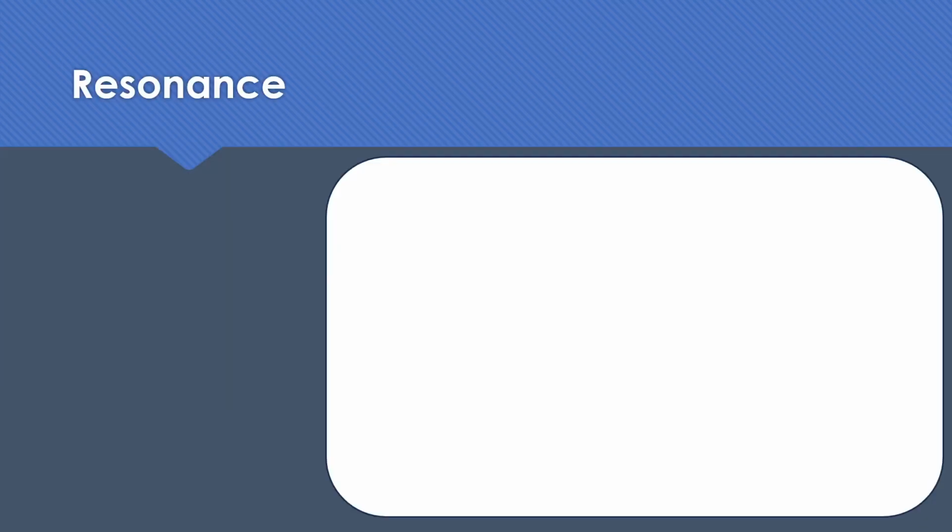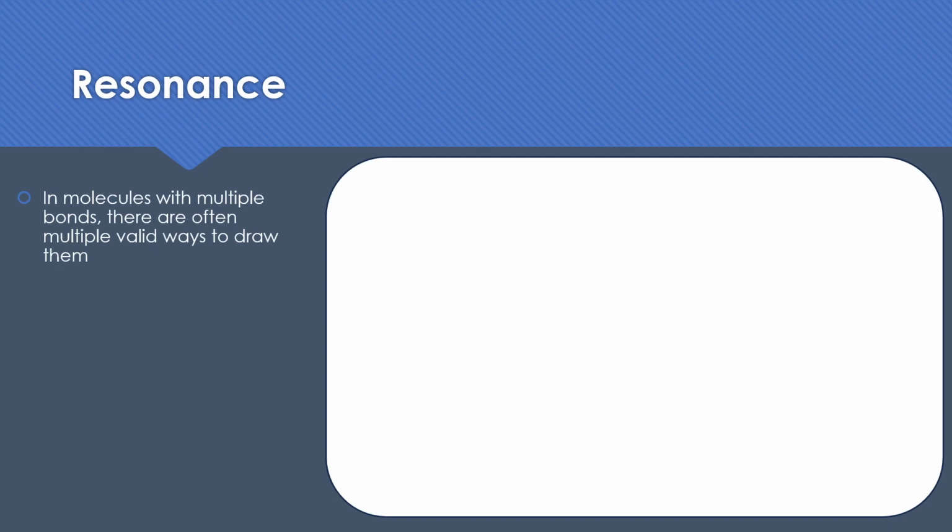All right, let's talk about resonance. Resonance is the idea that in molecules with multiple bonds, there are often multiple valid ways to draw them. So we looked at the SCN, sulfur, carbon, nitrogen molecule, and there were 3 different ways to draw that where you were always fulfilling the octet rule.